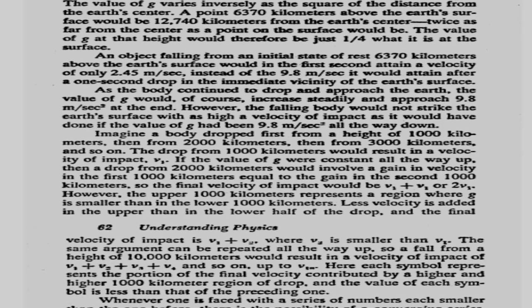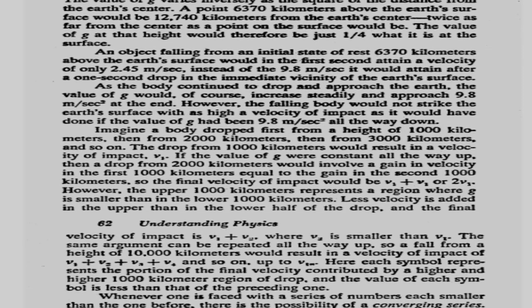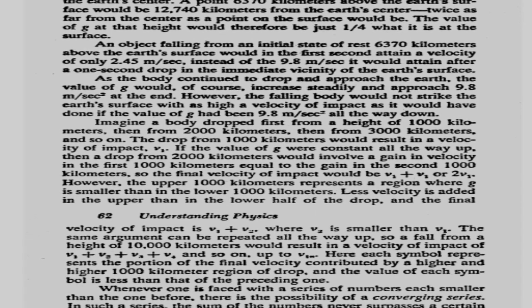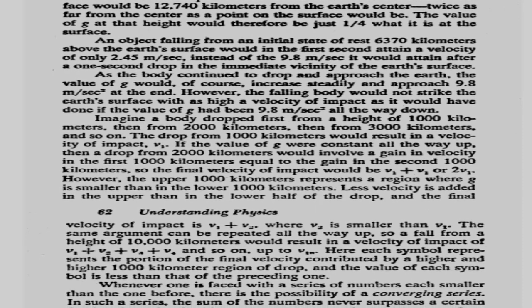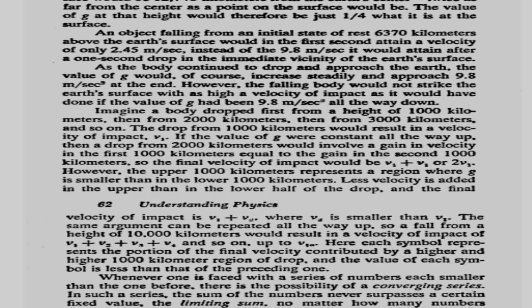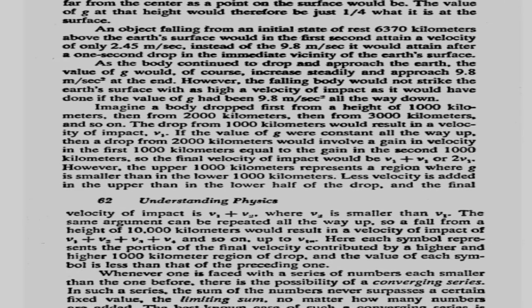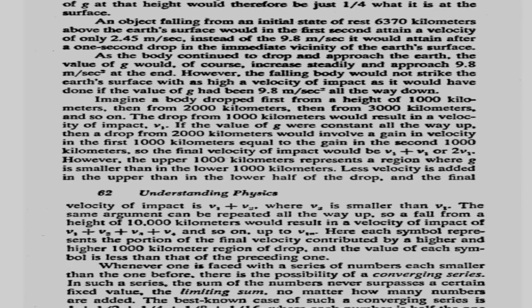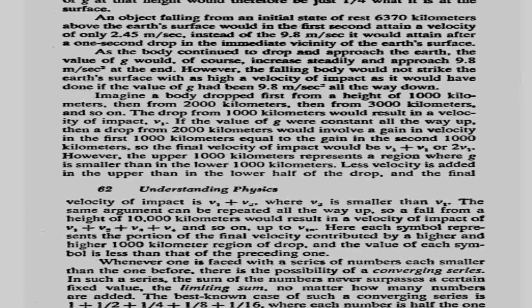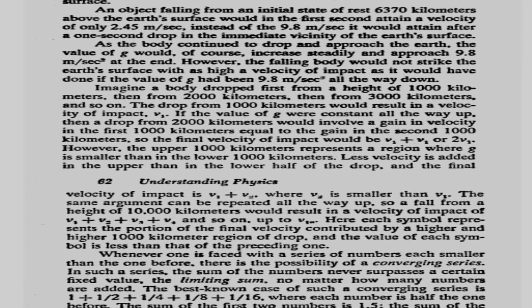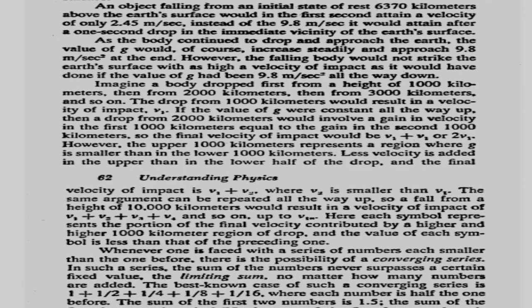Whenever one is faced with a series of numbers each smaller than the one before, there is the possibility of a converging series. In such a series, the sum of the numbers never surpasses a certain fixed value, the limiting sum, no matter how many numbers are added. The best known case of such a converging series is 1 plus 1/2 plus 1/4 plus 1/8 plus 1/16, where each number is half the one before.